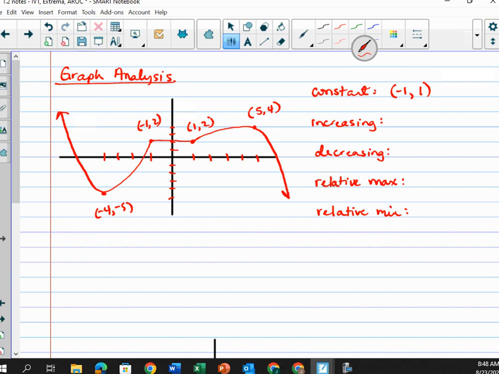Where would you say it's increasing? You guys can just say it, that's okay. -4 to -1, and is there another spot? 1 to 5, good. So we say parenthesis, -4 to -1, parenthesis, and then union, 1 to 5.